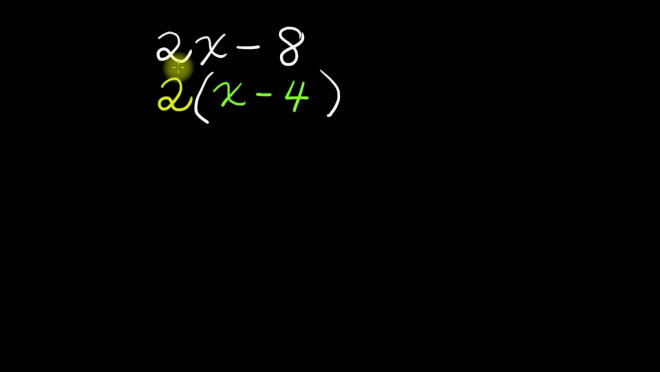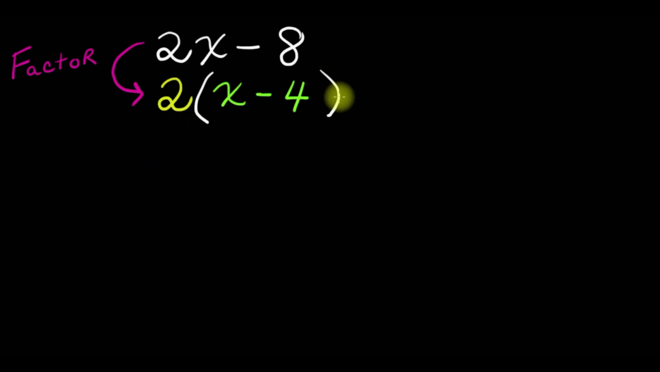Because 2 goes into 2x, x times. 2 goes into 8, 4 times. So 2 times what number gives us 2x? That would be x. 2 times what number gives us 8? That would be 4. So going from top to bottom, what we did is we factored.